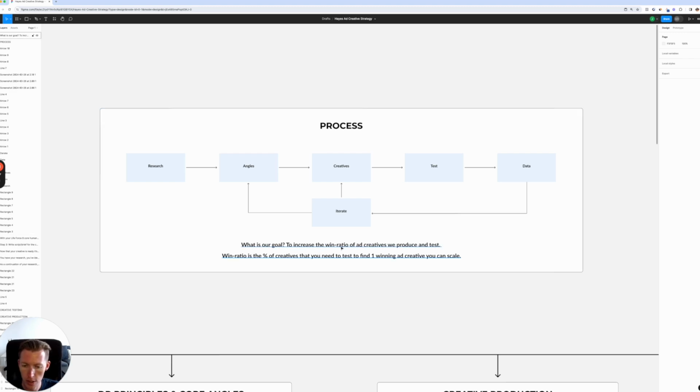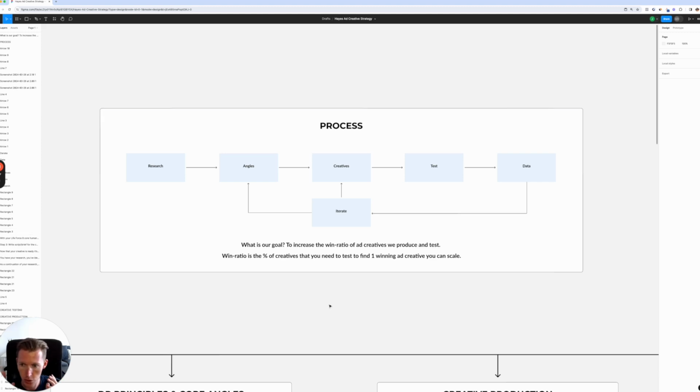And it's important to understand what our goal is here, right? Our goal is to increase the win ratio of ad creatives that we produce and test. And the win ratio is the percentage of creatives that you need to test to find one winning ad creative you can scale. To give you an example, if you have to test 4 creatives to find one winner, you'll have a 25% win ratio, okay?